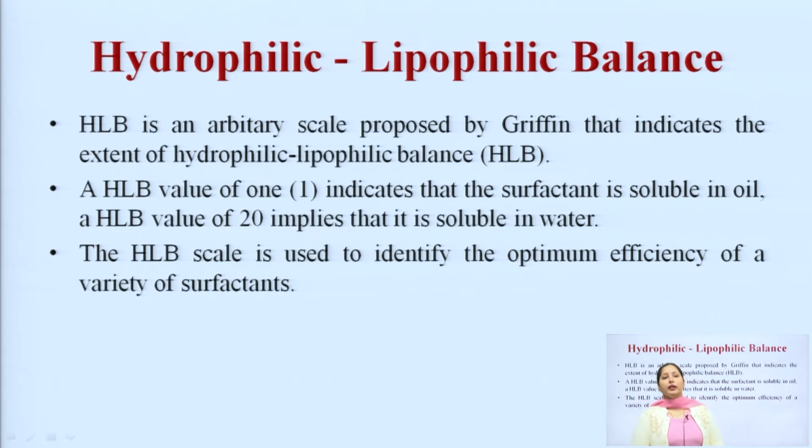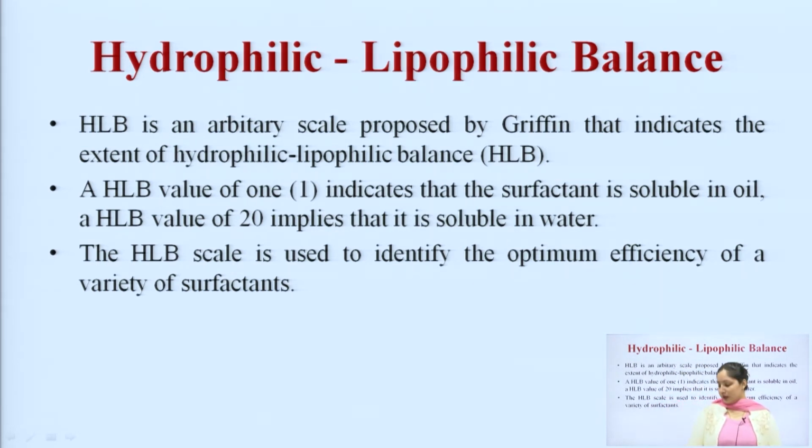So, as I said in the previous definition of emulsifying agent, they have an affinity for both polar and non-polar groups. To determine how much it is polar and how much it is non-polar, we take the help of the HLB system. An HLB value of 1 indicates that the surfactant is soluble in oil. An HLB value of 20 implies that it is soluble in water.